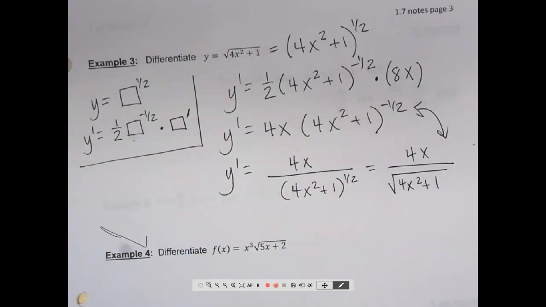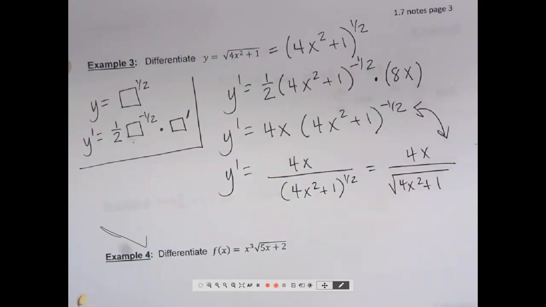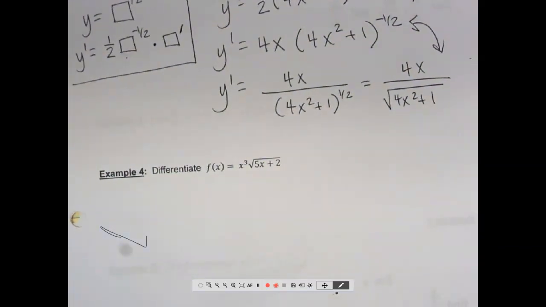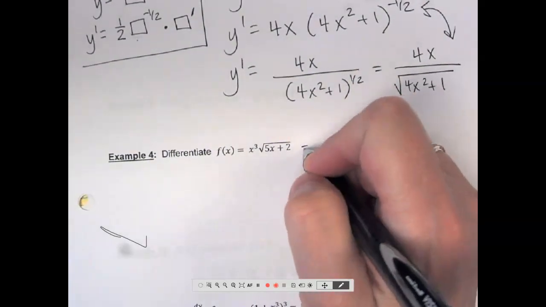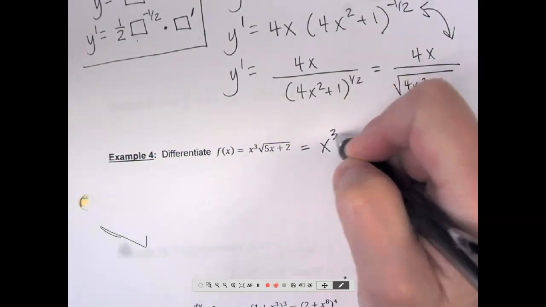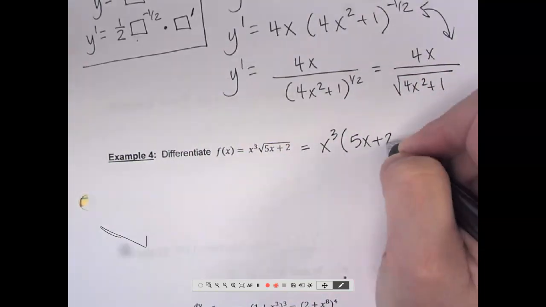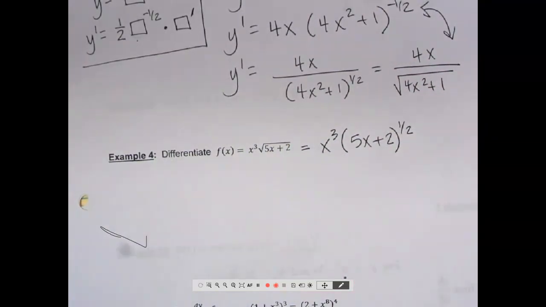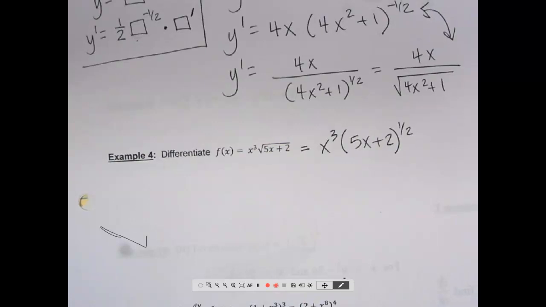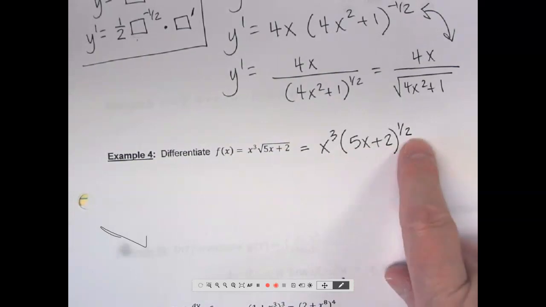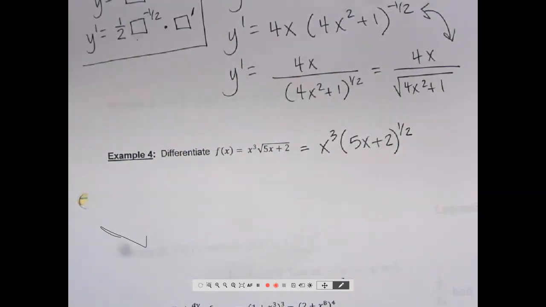Okay, let's look at this second one. This second example, example 4, is going to involve something else that we've talked about. I'm going to rewrite this as x cubed times 5x plus 2 raised to the 1/2. So I'm taking out that radical, changing it to a power of 1/2. Do you see that I have a product? It's this function times this one raised to the 1/2. Guess what I have to use when I have a product? The product rule. Okay, what's the product rule?